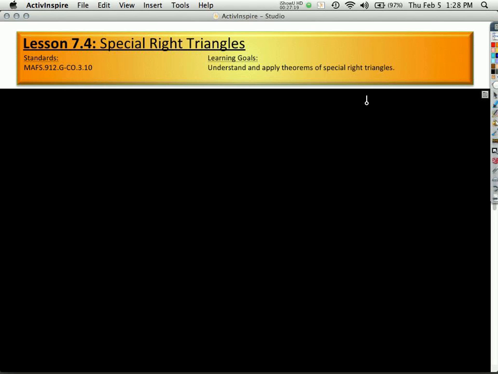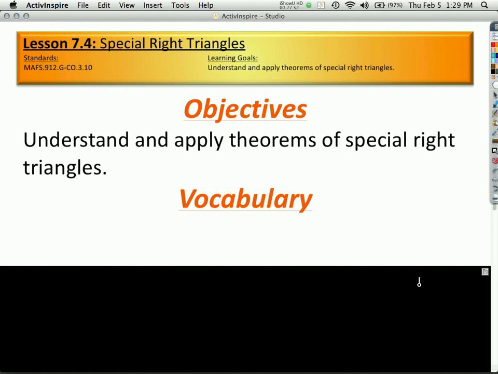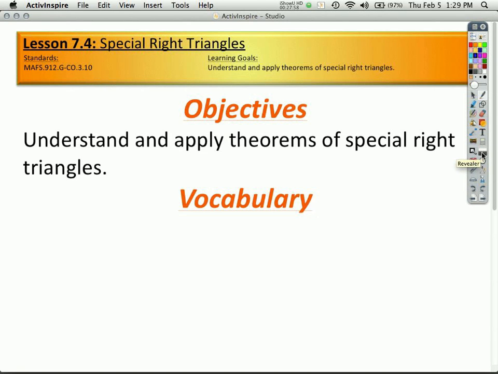So today, as you already know, we're going to be entering lesson 7.4, and we're going to be working with special right triangles. So we've established a lot of ideas about triangles in general, and recently we explored right triangles, and last lesson we explored a lot of things that come out of drawing an altitude in a right triangle. Today we're going to explore 2 special cases of right triangles. So, our objective today is to understand and apply theorems about right triangles. Okay? There's no new vocabulary. All the terminology that you're going to hear today, you've already heard before.